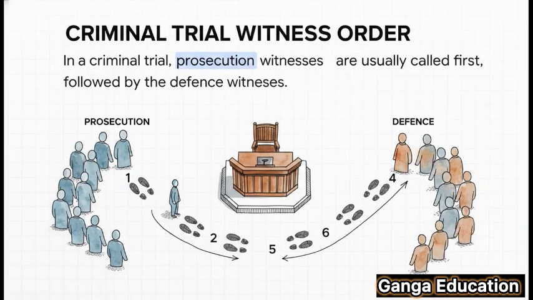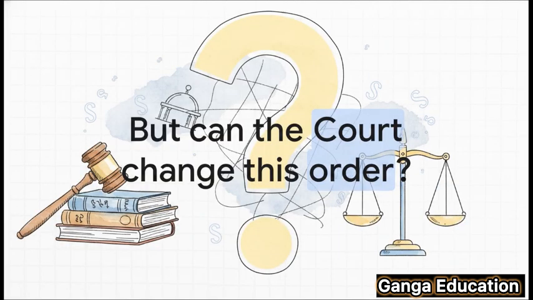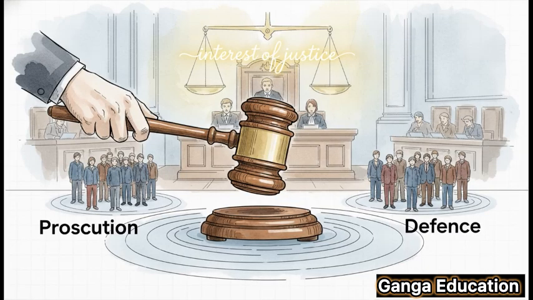Let's use a very common practical example. In almost any criminal trial, what's the standard practice? The prosecution presents its witnesses first. Once they're done, the defense gets its turn. That's the established procedure. Now, this brings up a really interesting question. Is that order completely rigid, or can the court actually decide to change it up? And the answer is a definite yes. If the court feels it's in the interest of justice, or there's some special reason, it absolutely has the power to allow, say, a defense witness to be examined before the prosecution has finished. This flexibility is what ensures a trial remains fair and efficient, which is the whole point.